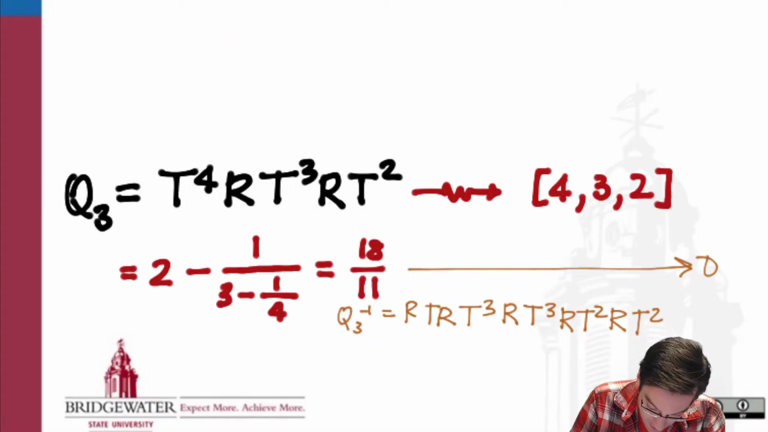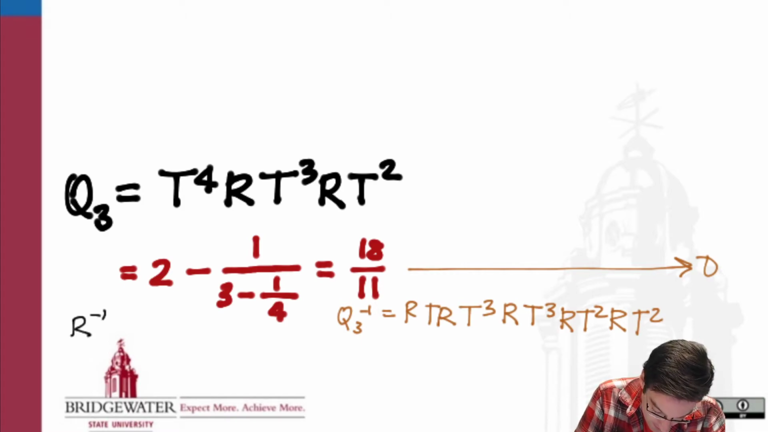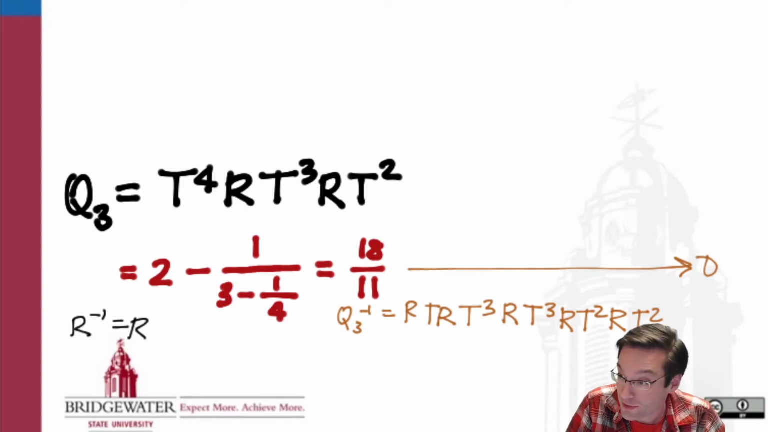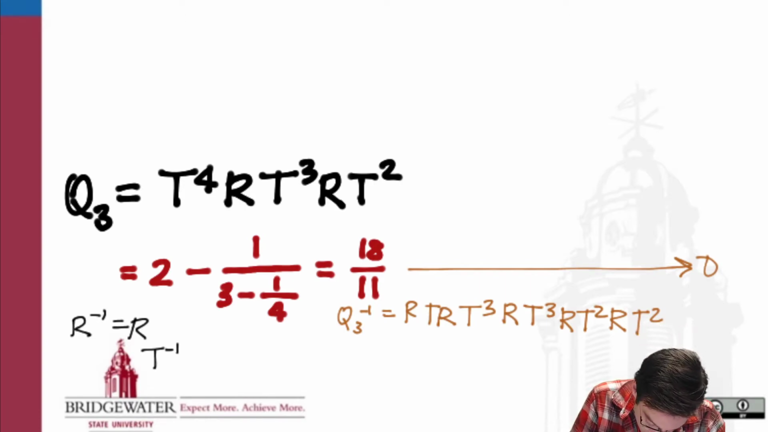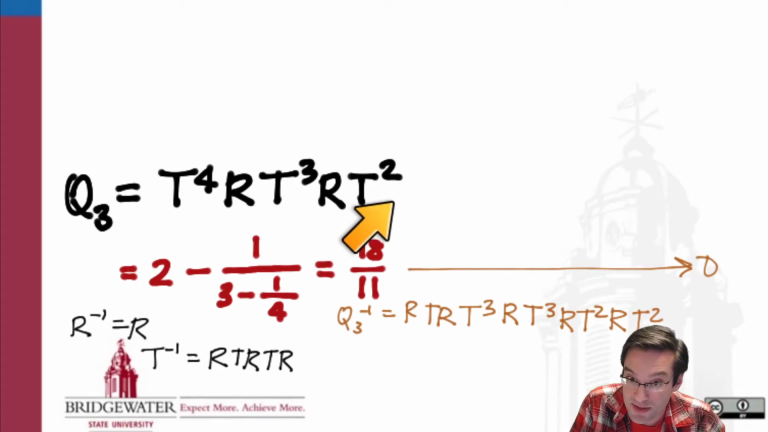If I were going to try to do this just by using the inverses of the generators themselves, remember the inverse of R was itself, because R has order 2 in the rational tangle group, and the inverse of the twist was a combination of 5 rotations and twists, RT, RT, R. So if I wanted to do this the hard way, which I guess is the simple way, it ends up being a lot longer of a word.